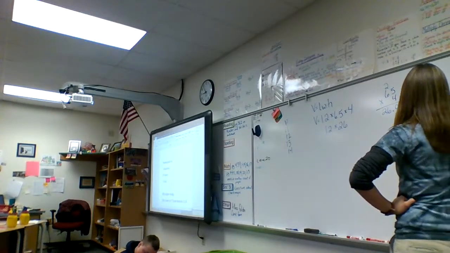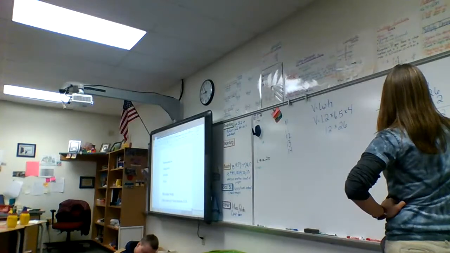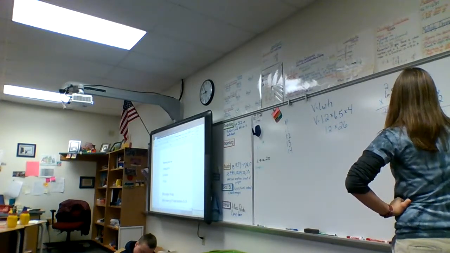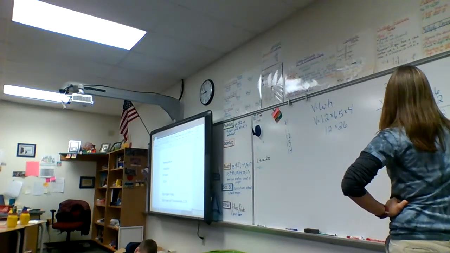All right, so here's my 0 placeholder. 1 times 6 is 6. 1 times 2 is 2. I'm going to add, and I get 31.2. I've got one decimal point.